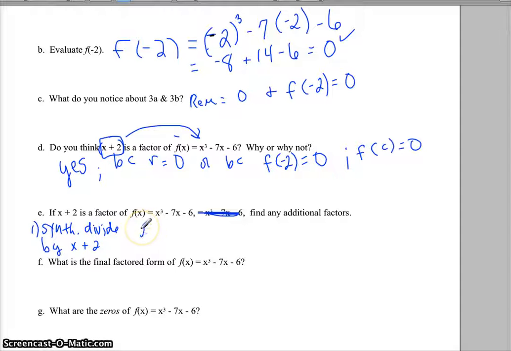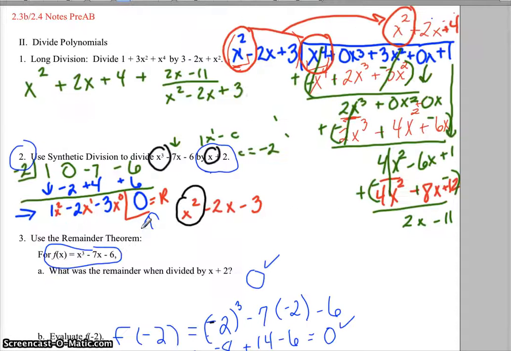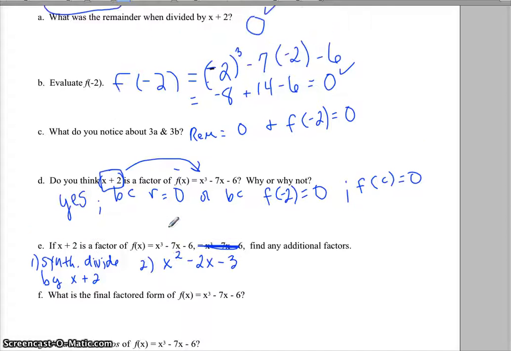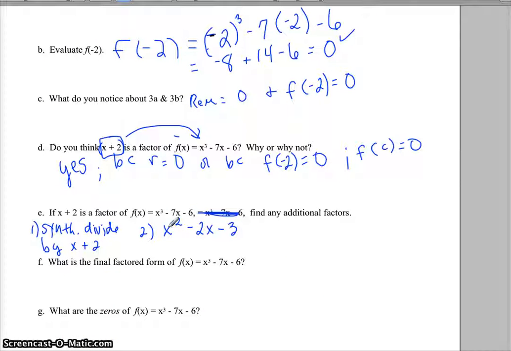Okay, well, what was the polynomial that we obtained when we synthetically divided? It was x squared minus 2x minus 3. So transfer that down to e. X squared minus 2x minus 3. That's right. Okay. And then I ask you to find any additional factors. So we synthetically divided. Here's the quadratic that we obtained. How would we find additional factors from x squared minus 2x minus 3?